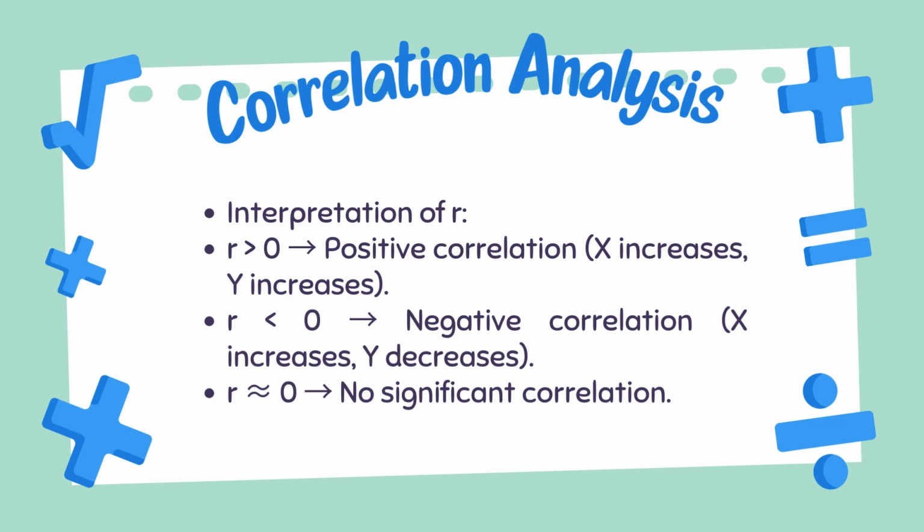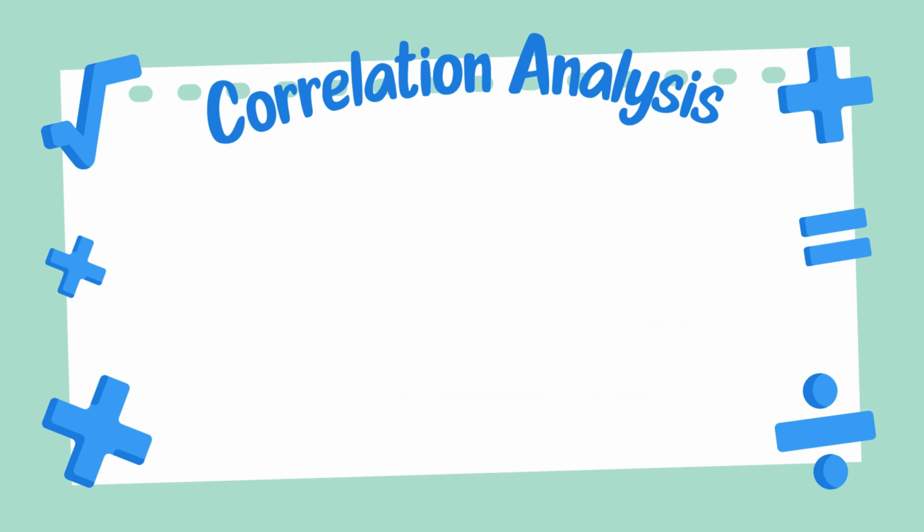The interpretation of R: if R is greater than 0, it has a positive correlation, as x increases, y increases. If R is less than 0, it has a negative correlation: x increases, y decreases. If R is approximately equal to 0, there is no significant correlation.